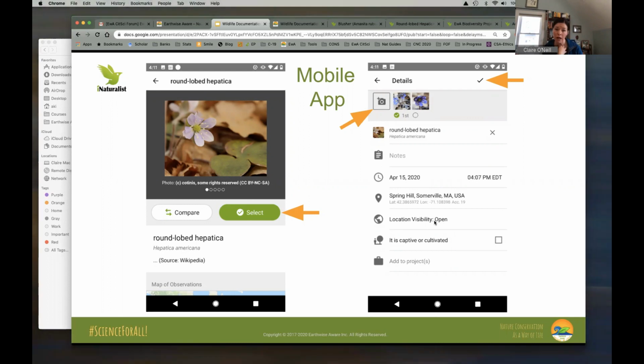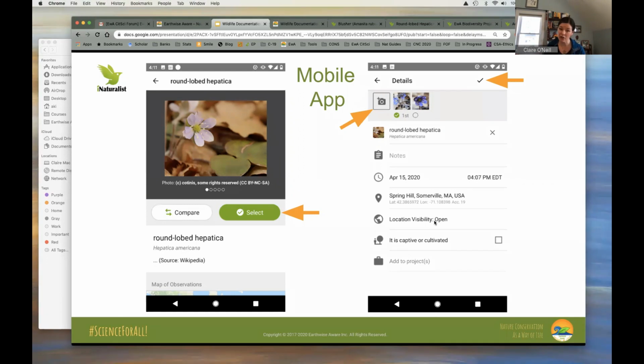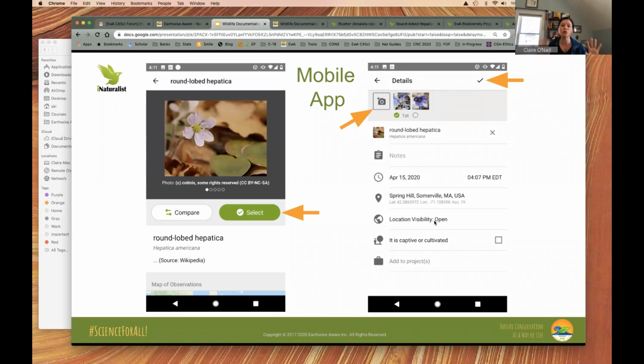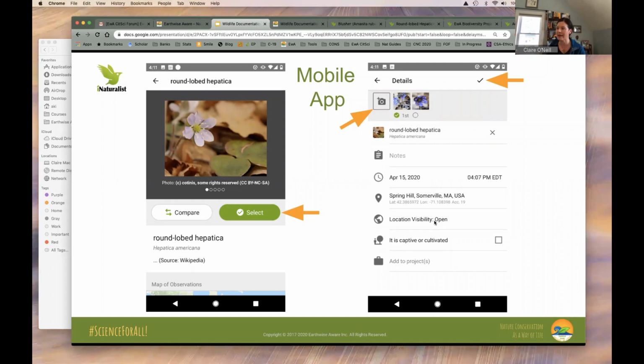Our reason is that there are not many patches of round-lobed hepatica in the fells, and this one is under stress. So we don't want to encourage people to go there and to crowd this little patch. A little bit unfair in a sense, but we're really trying to protect this little patch. Okay.